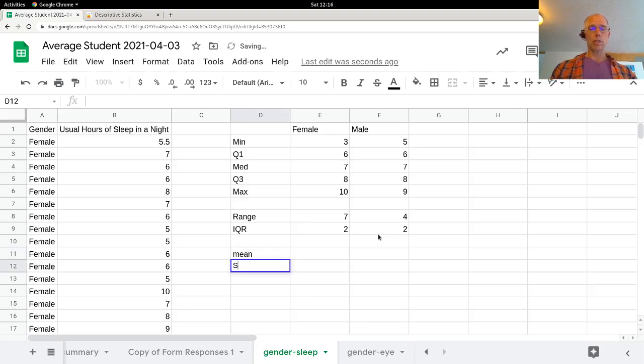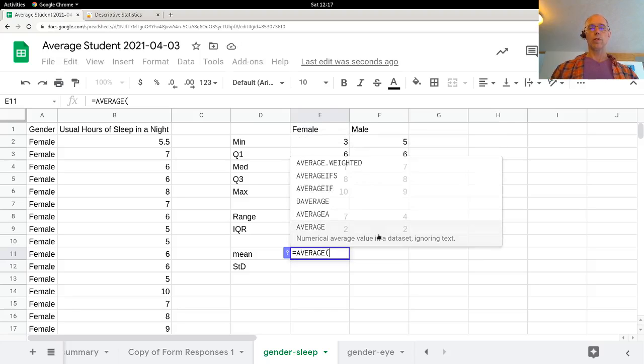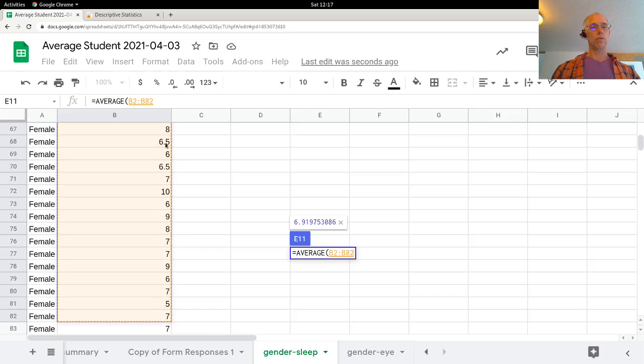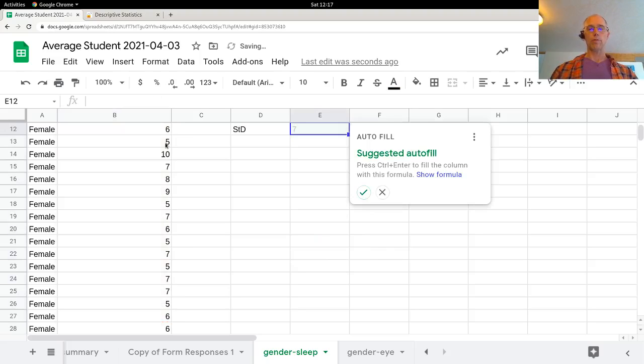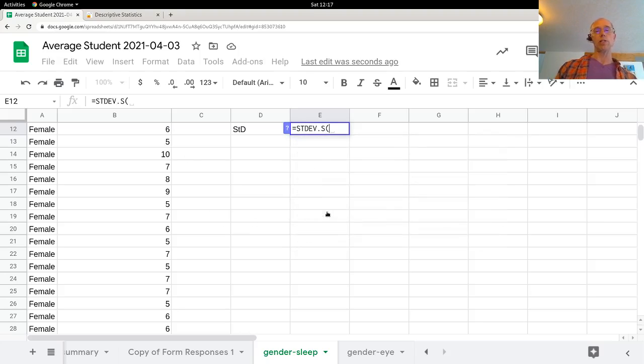So let's get the mean and the STD for each of them. Mean is average. And then select our range for females. And I'll reuse that for the standard deviation. And for the standard deviation, the stdev command gives us the standard deviation for a sample, but here I like to be a little more cautious and specifically say, hey, this is a sample, not a population. Otherwise, we get a different number.